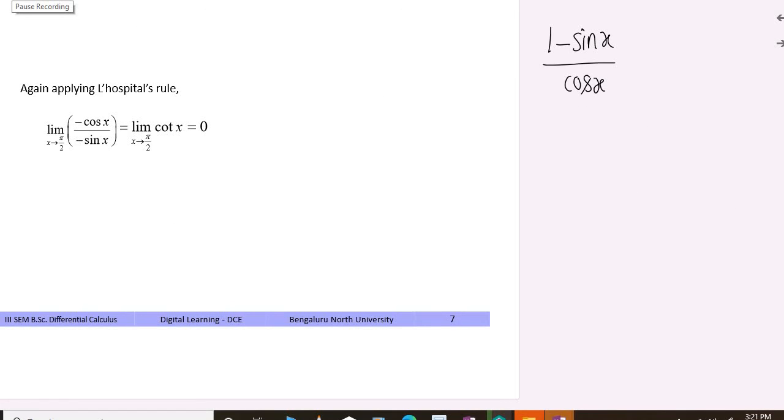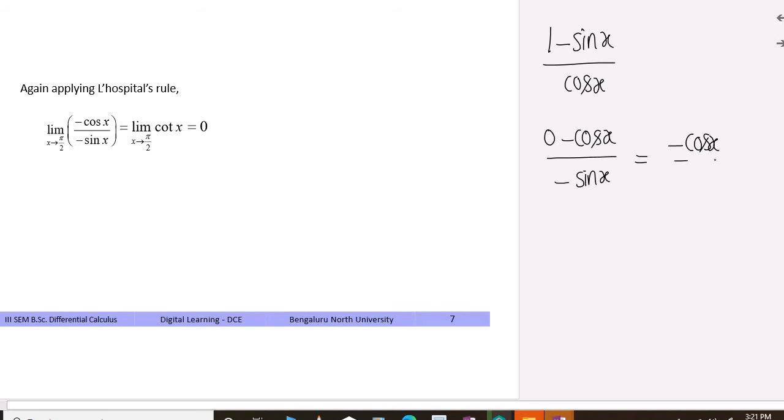Now I am going to apply L'Hopital's rule. 1 differentiation is 0. Sin x differentiation is cos x. Cos x differentiation is minus sin x. That means minus cos x divided by minus sin x. Minus minus get cancelled. We are going to get cot x. Now I am going to substitute pi by 2 in the place of x. Then we are going to get cot pi by 2. Cot pi by 2 is 0. Means the value of the given limit is 0.